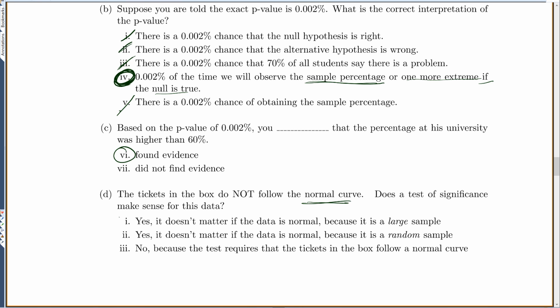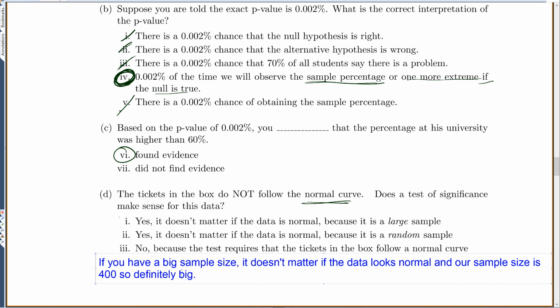Well, so let's go back and think about what we know about whether or not we can do things if they're normal or not. So if you have a big sample size, it doesn't matter if your data looks normal. And our sample size is 400, so it's definitely big. So we should be looking for an answer like yes, because it has a large sample size. Again, write out what you think the answer should be, then look at the choices. Otherwise, it's just too easy to get tripped up in thinking one seems logical. So let's say yes, it doesn't matter if the data is normal because it's a large sample. So that's the one we're going to go for.